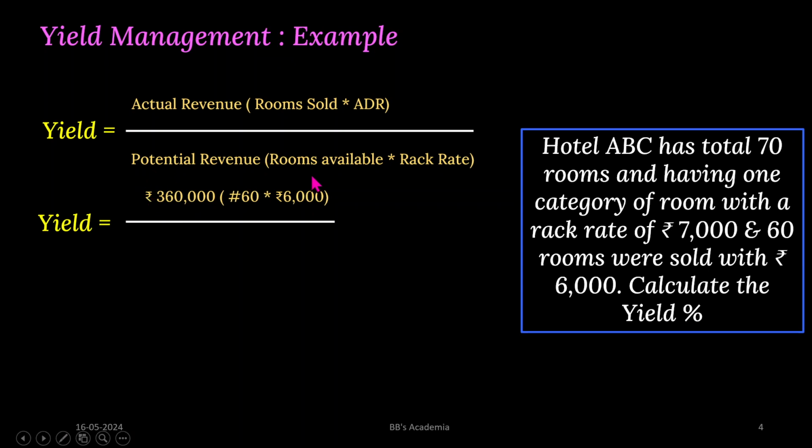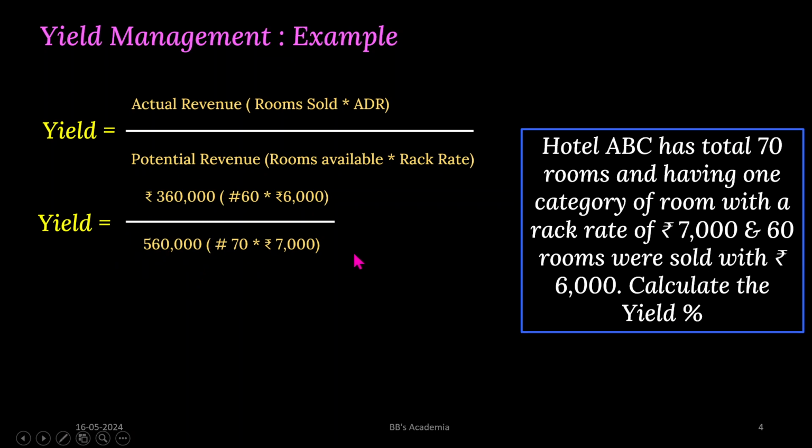Now potential revenue then, very simple. What is your potential? You can sell maximum 70 rooms, that is your capacity. What is the best price you can give? That is 7,000 rupees, and that is your potential revenue. So this is the figure.